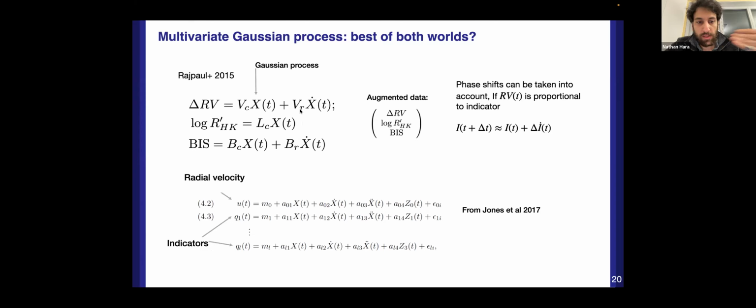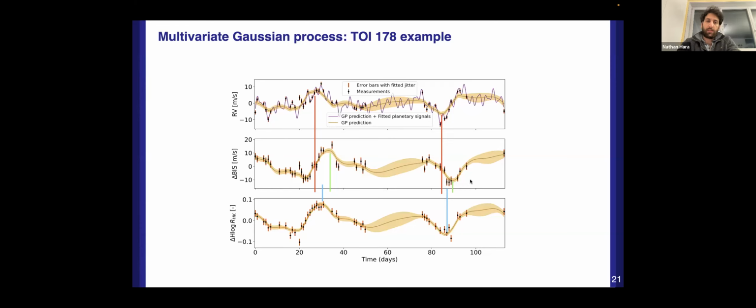You can generalize this model by saying that now your radial velocity and your indicators in arbitrary number will be modeled as a linear combination of the Gaussian process, its derivative, its second derivative, and a Gaussian process which is specific to this particular indicator or RV time series. So to illustrate why it can be advantageous to proceed like that, here is the example of TOI 178. Here you have the RV, the bisector, and the log R'(HK).